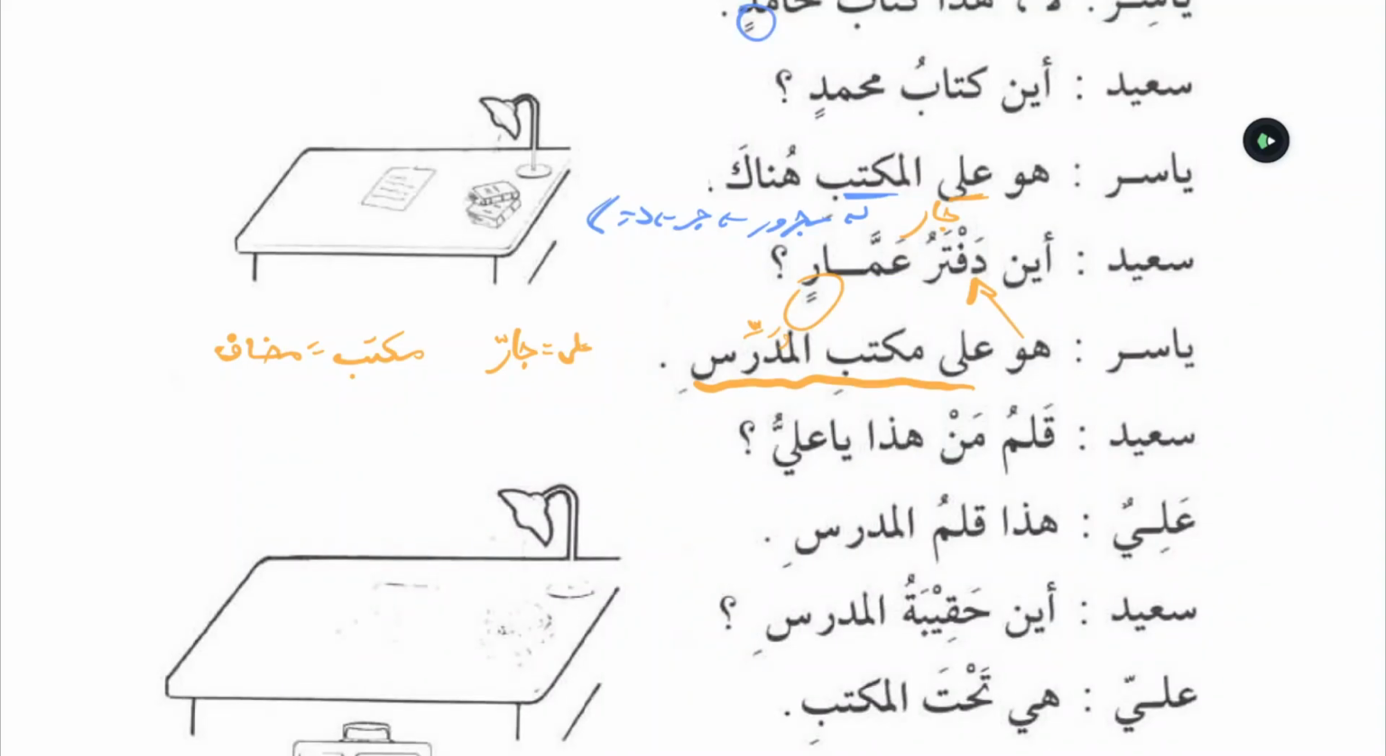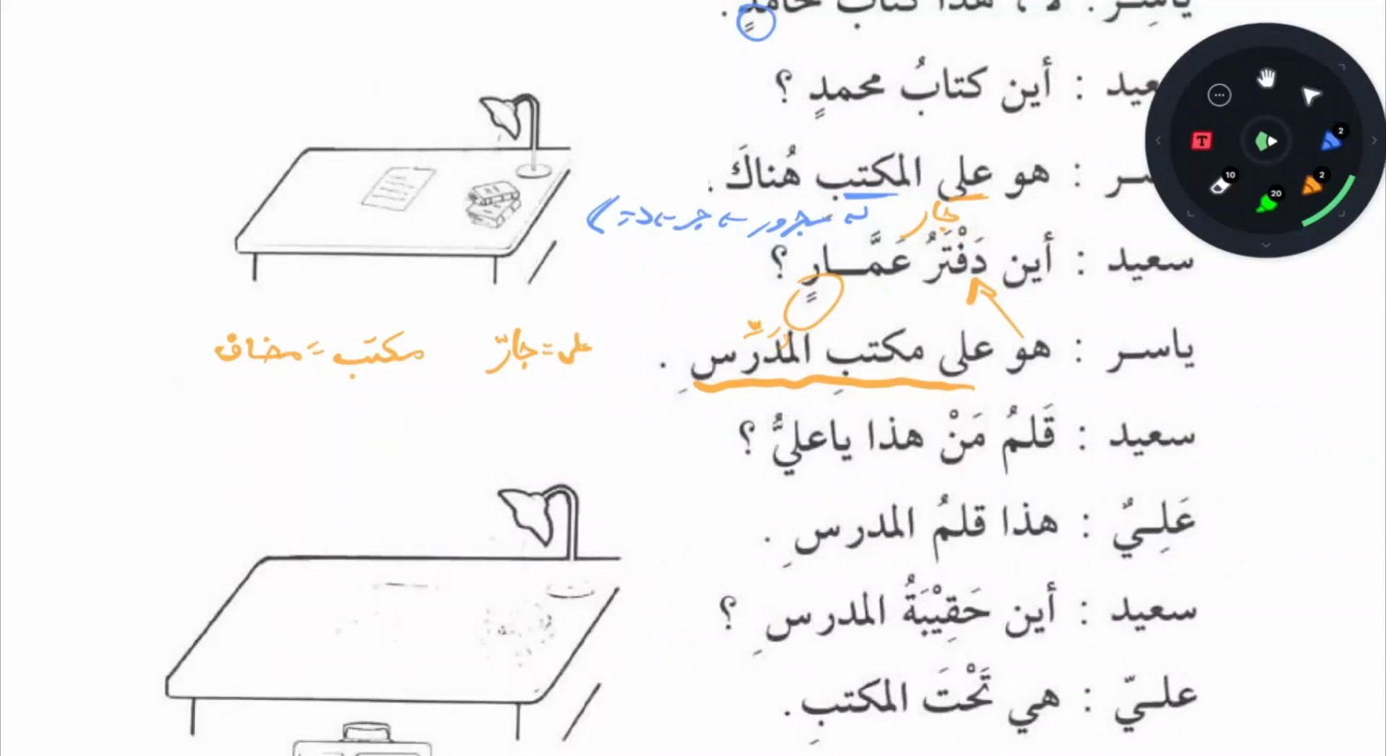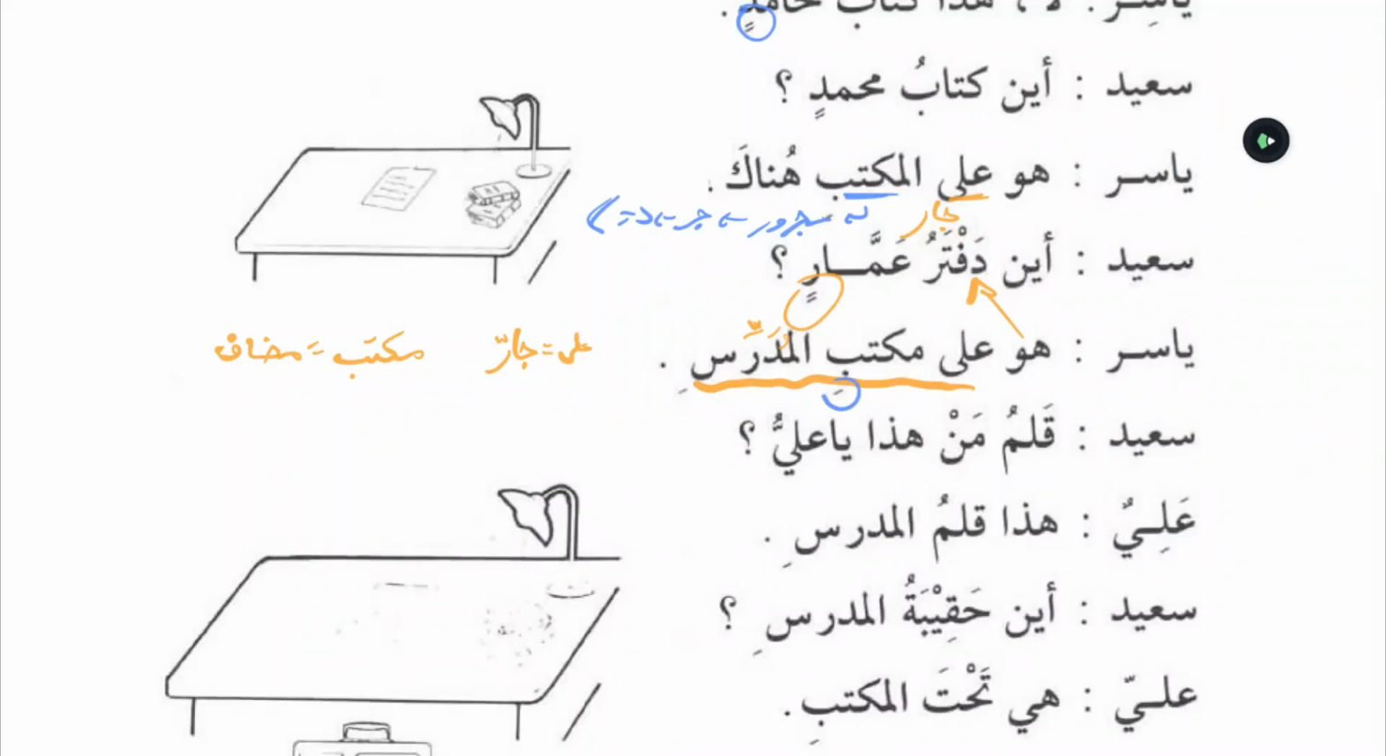Rule number 1, مضاف comes first. مكتب is coming first. المدرس comes second. مضاف إليه comes second. Rule number 2, مضاف cannot have ألف لام or تنوين. So مكتب does not have ألف لام and it doesn't have تنوين. It's a single حركة. هو على مكتب المدرس. Rule number 3, مضاف إليه المدرس is a role from the roles of jar. It falls in the position of jar, and jar is reflected with a kasra.